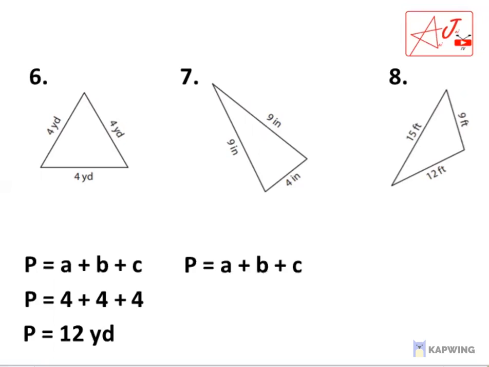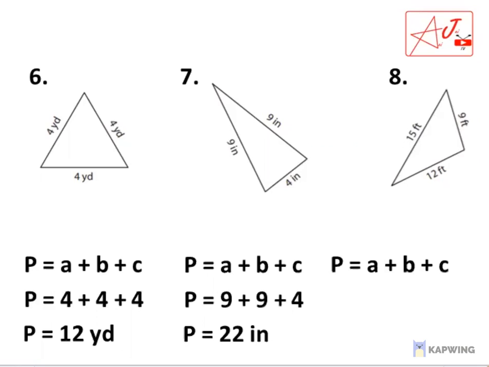Sa second triangle naman, we have isosceles triangle. So, A plus B plus C pa rin yung ating formula. Add lang natin yung mga sides. So, 9 plus 9 plus 4 is 22 inches. And for the last one, we have the scalene triangle. So, i-add natin. I-decide nyo na lang kung sinong gusto nyong gawing A, kung sinong gawing B, kung sinong gawing C. It doesn't matter in any order. Okay lang yan. Okay, formula is A plus B plus C. And then, substitute lang natin 9 plus 15 plus 12. So, therefore, ang perimeter ng third triangle is 36 feet. So, in-add lang natin yung tatlong side.